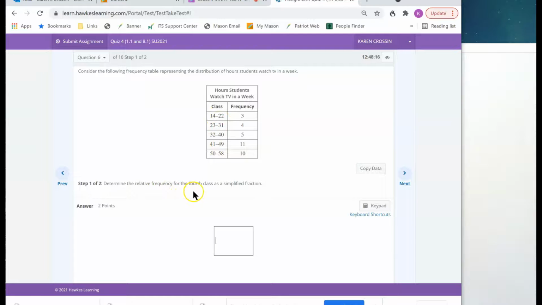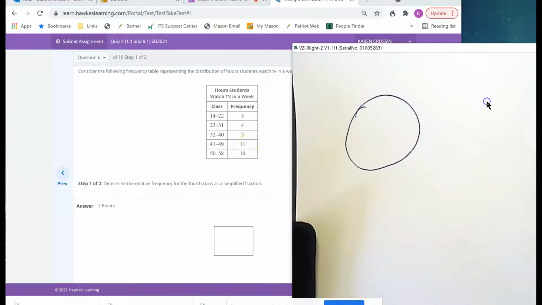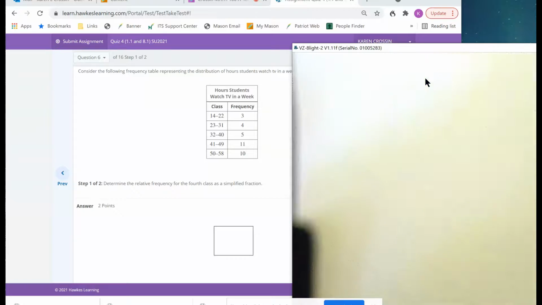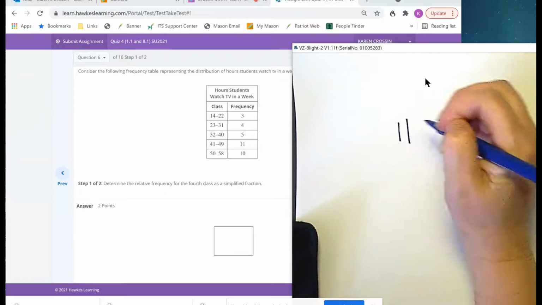Determine the relative frequency of the 4th class. And I don't like the word class. I feel like category is a better word, but this is just the word statisticians use. So which one of these is the 4th class? 41 to 49. Okay. So first, second, third, fourth. Okay. So there's 11 people in this 4th class. So forget the pie chart. There's 11 people in the 4th class, and we need the relative frequency.